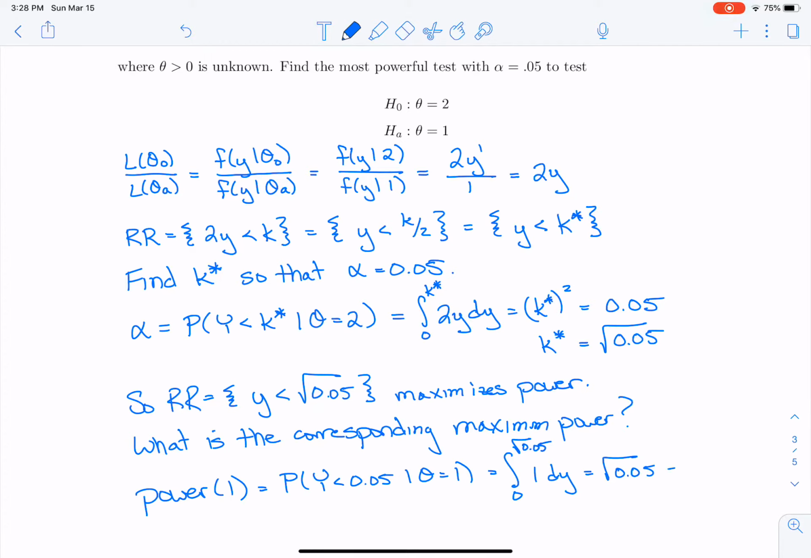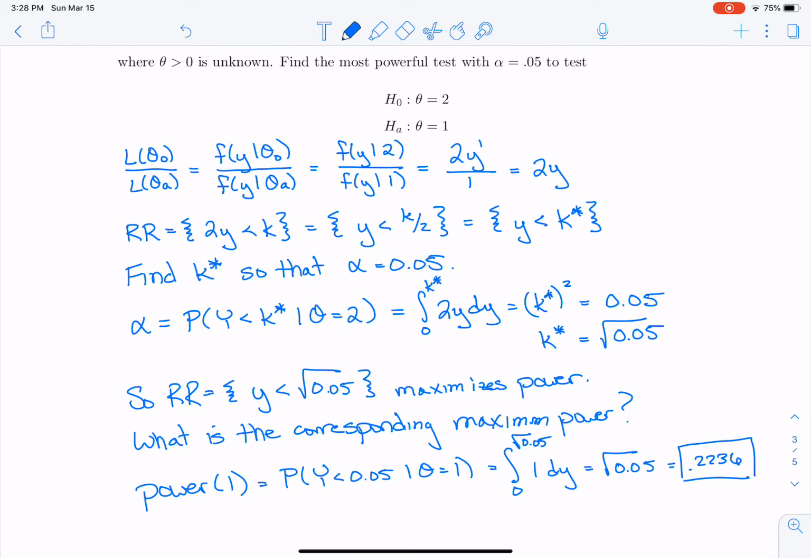Okay, that number ends up being 0.2236. So the maximum power of this test is 0.2236 when theta is 1. So that is the most powerful test that we can run when alpha is 0.05.